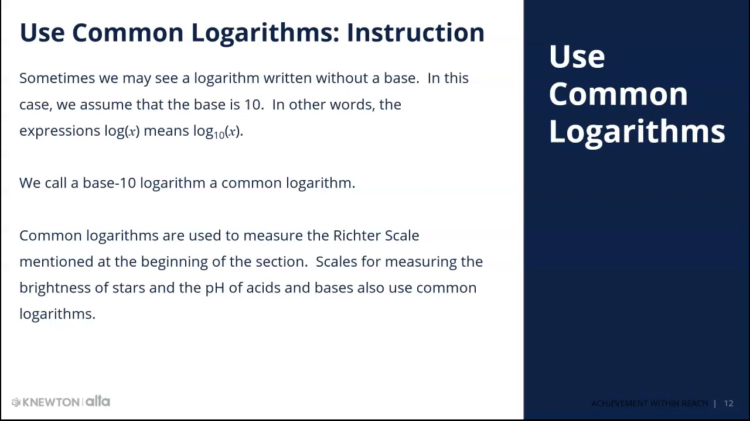Sometimes you may see a logarithm written without a base. In this case, we assume that the base is 10. In other words, whenever you see log of x, this means log of x base 10. So the base 10 logarithm is called a common logarithm. Common logarithms are widely used in science. This is used to measure the Richter scale or scales using the brightness of stars and the pH of acids, and maybe some other applications in the science field.